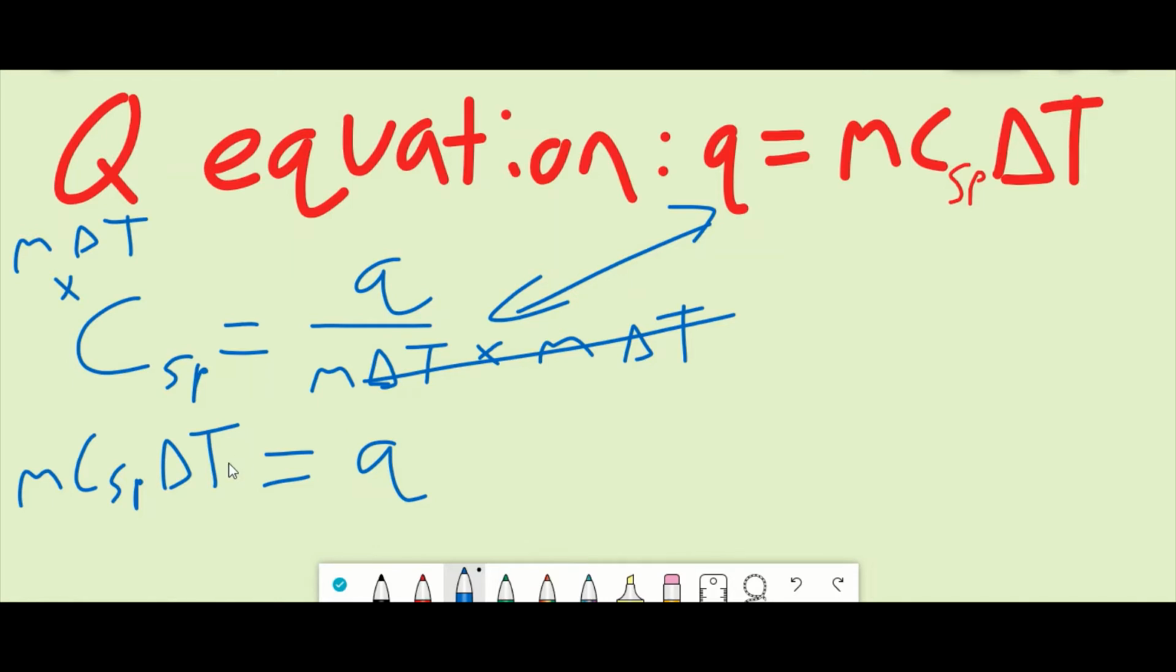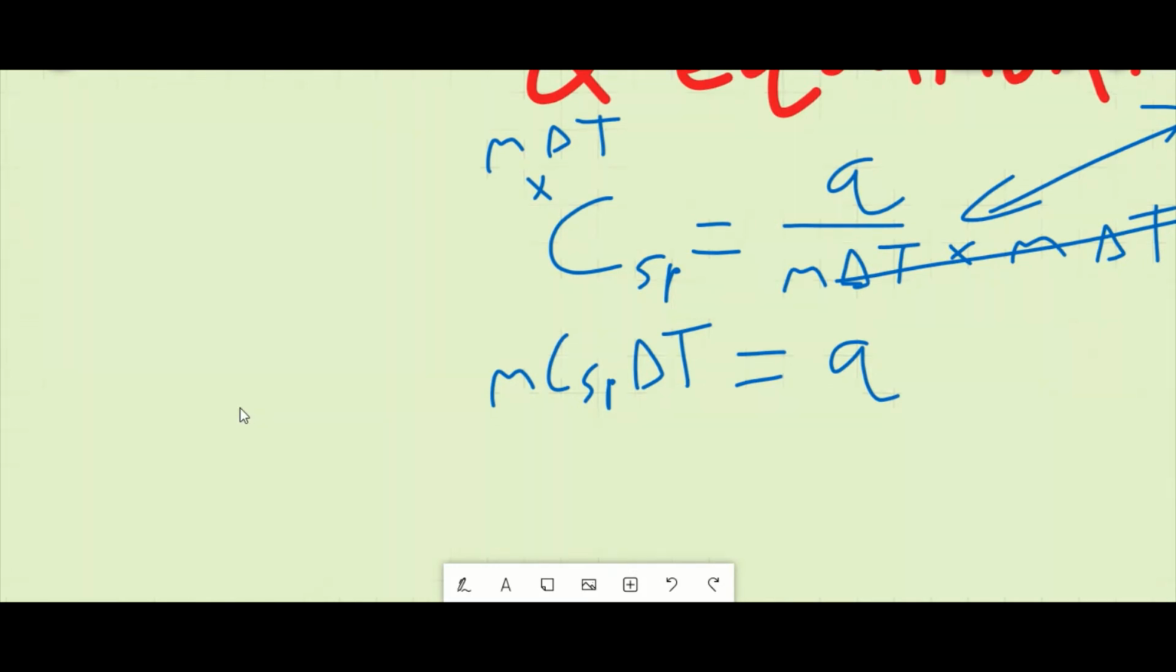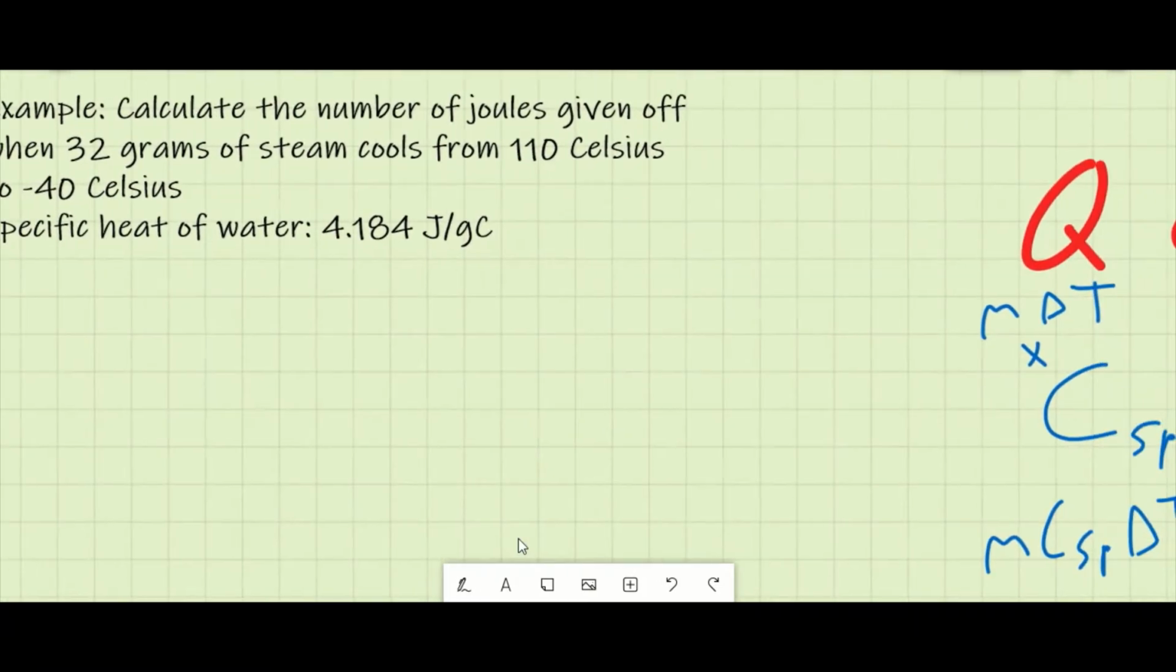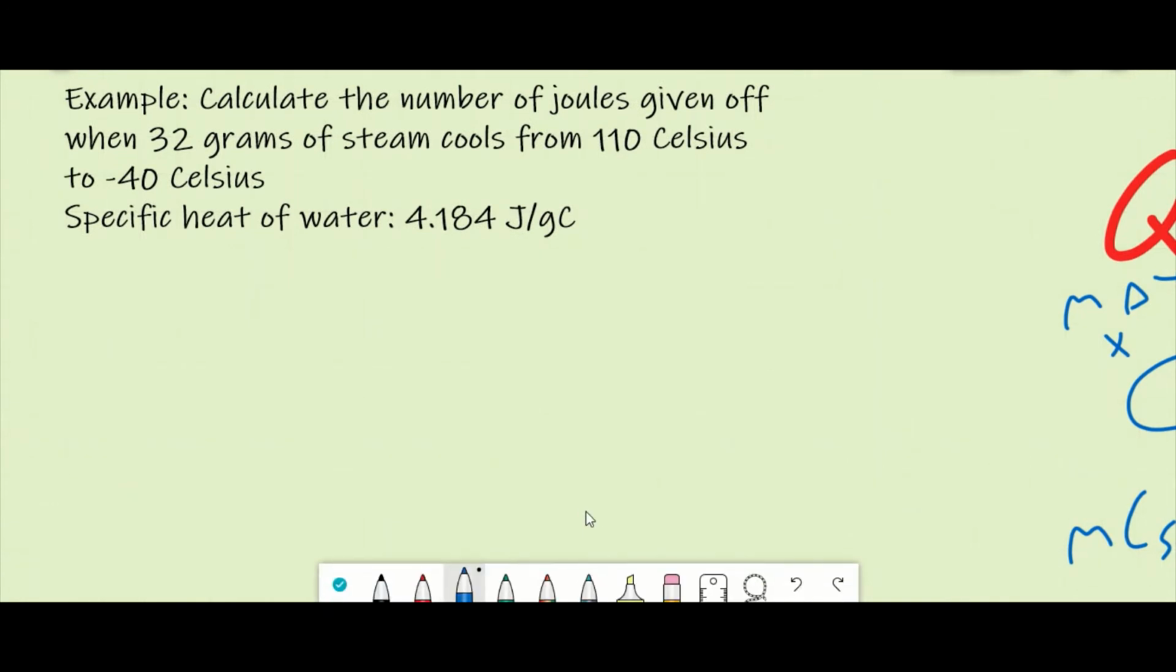So we can use this equation to solve for the amount of thermal energy in a reaction. We're going to go through an example of this real quick to see how to calculate the number of joules given off. So let me erase this over here so I can get some more space. All right, this example says calculate the number of joules given off when 32 grams of steam cools from 110 degrees Celsius to negative 40 degrees Celsius. So basically it cools into ice.